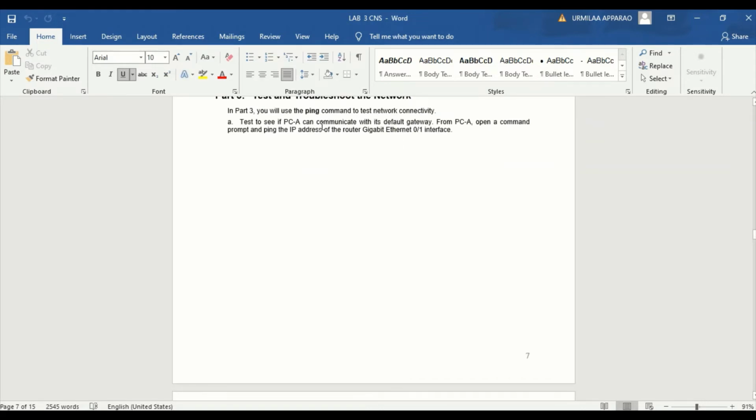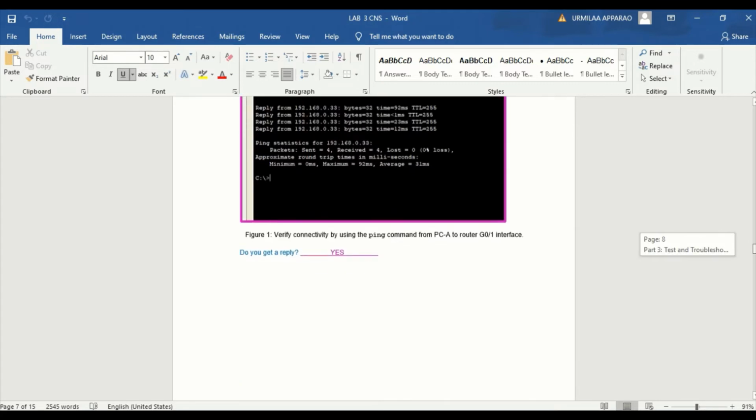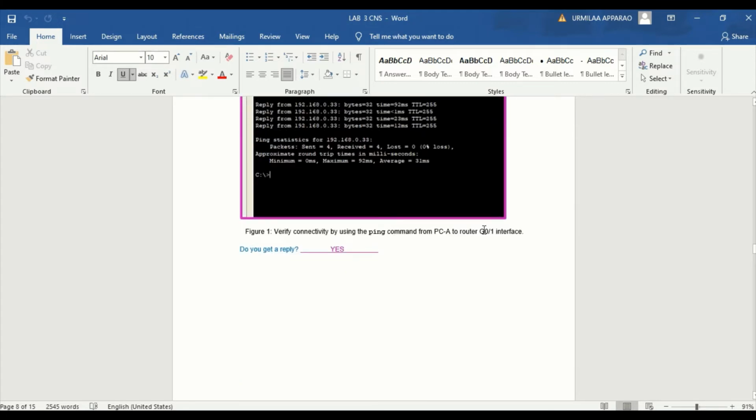We need to use the ping command to test whether PCA can communicate. Here is the proof that I attached of the ping. When I enter the IP address, it pings successfully with 0% loss. Here we verify the connectivity. Yes, it's successful. Do you get a reply?